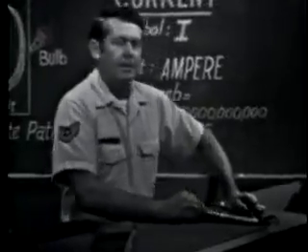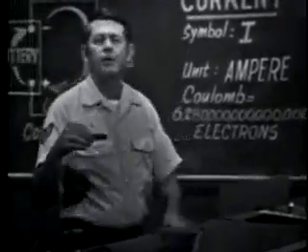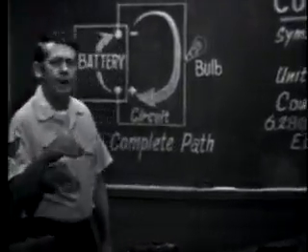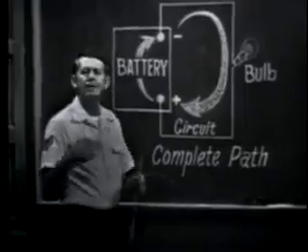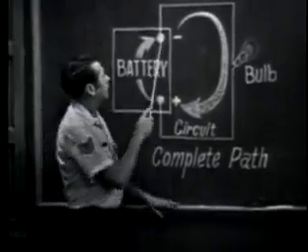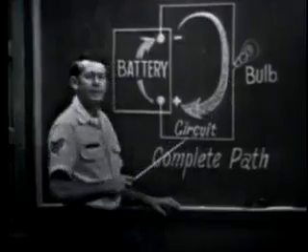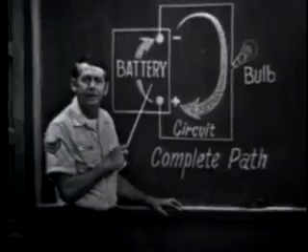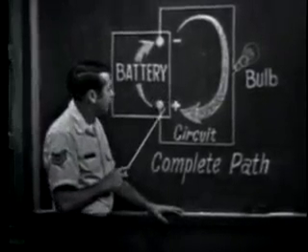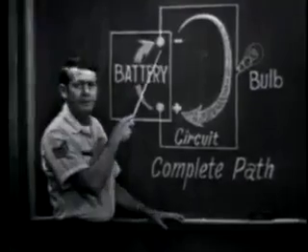So it should be obvious then from this little demonstration that current flows from negative to positive. Now remember, when I speak of current flowing from negative to positive, I'm referring to the current that flows outside the power source, or the current in the external circuit. Inside the power source, the battery in this case, current flows from positive to negative.